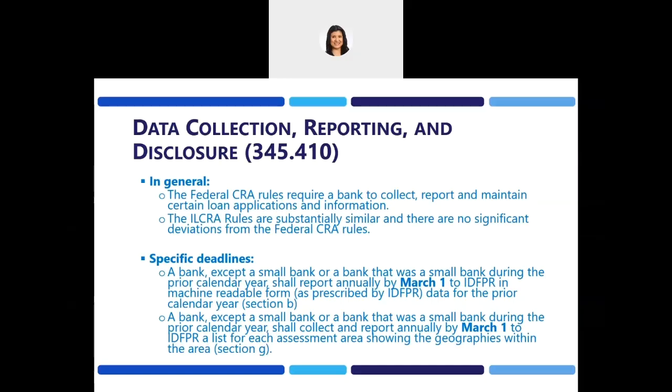There are specific deadlines that you should know. A bank, except a small bank or a bank that was a small bank during the prior calendar year, shall report annually by March 1st to IDFPR in machine readable form. We have decided Excel is this readable form for the prior calendar year.